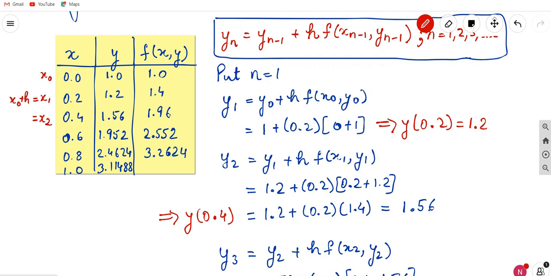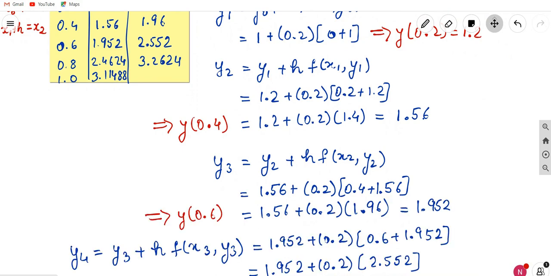Now, x2 is again, how would we calculate x2? You just have to add h to x1 and you will get 0.4. So 0.2 plus 0.2 is 0.4. h is our step length. So in this way, we can create the whole table of x. Simultaneously, we can calculate the yi's and we can fill this table. Now, the last column is of f of x, y. If you wish, you can make a table like this, or else you can just make a table of x and y.